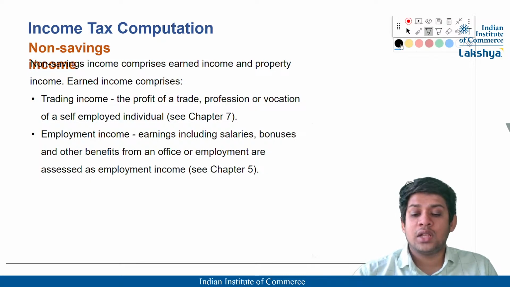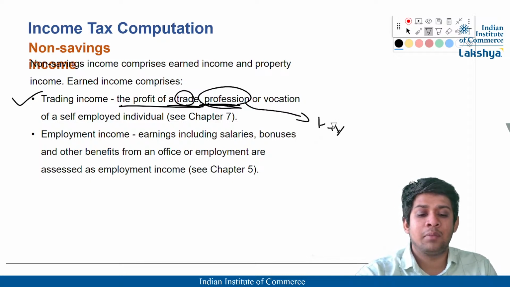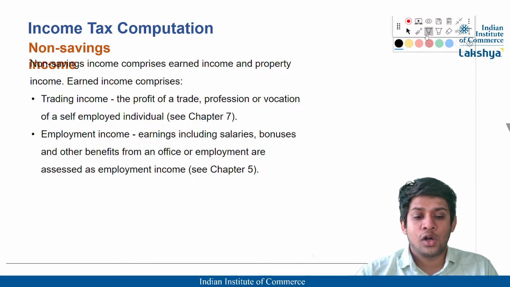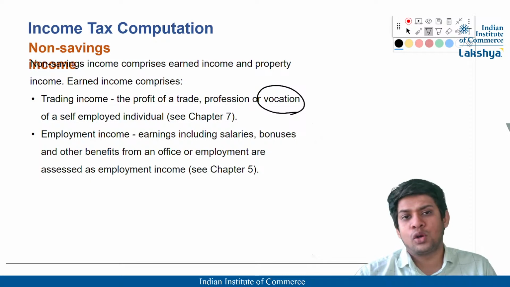Firstly, in non-savings income, there will be trading income, the profit that you get from trade or profession. Maybe I'm a tax agent who is helping calculate the tax liabilities for individuals or companies. So I'm doing freelancing services for them, and that is considered my trading income. Or from my vocation, that means not a vacation, guys. Vocation is anything other than a profession or trade, maybe I'm doing YouTube lectures from which I'm generating income. So that is my vocation.